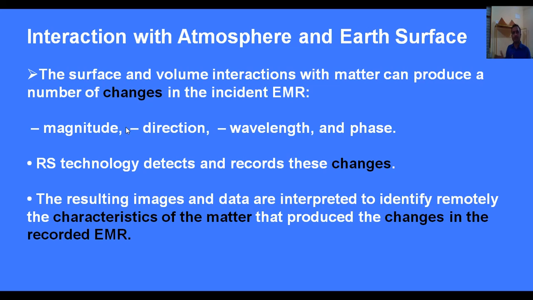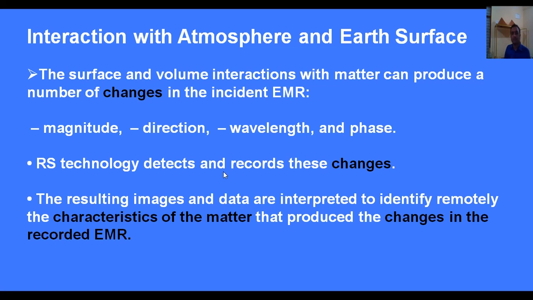For each and every object on the earth's surface, when radiation is incident, all these parameters will change. Based on the changing of these parameters only, we can analyze any satellite image. Those changes are recorded in the satellite image. Our remote sensing technology detects these recorded changes, these changes in energy.